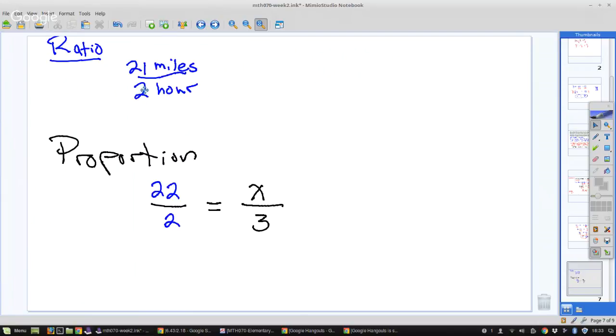Okay? Now, if I clean this up by taking 2 into 21, then I would see that 2 goes into 21 10.5 times. So then I get what's called a unit rate. So this would be miles per hour. What does per mean? Per means divide. Miles divided by hours. Okay, and this red version is called a unit rate.